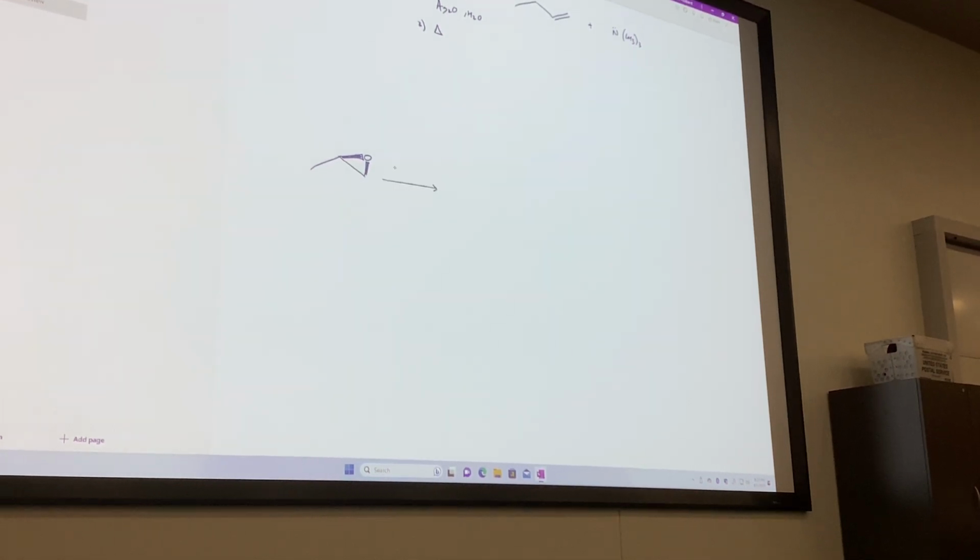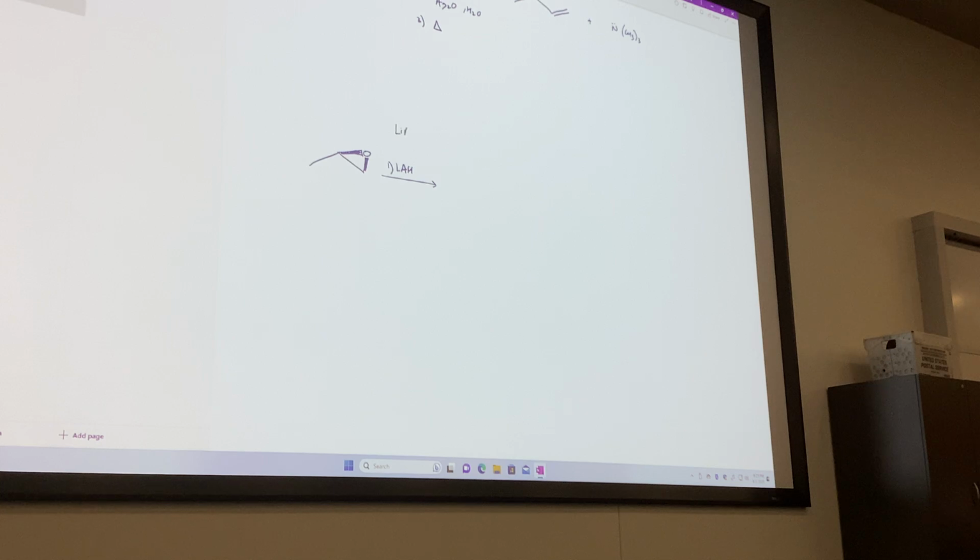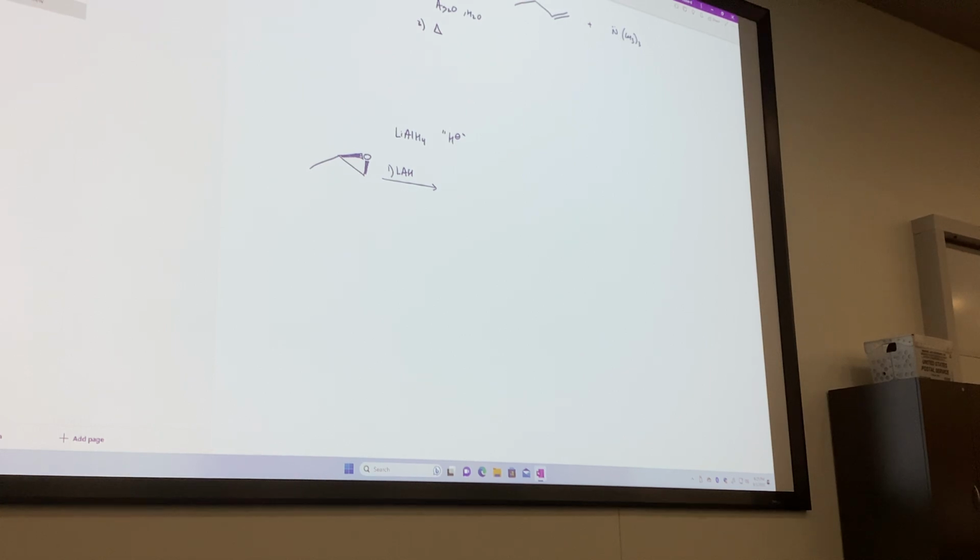Gotcha. So if I said LAH, what's the chemical formula for LAH? It stands for lithium aluminum hydride, LiAlH4, right? And so this is going to effectively generate hydride. So that's our hydrogen nucleophile. First time we've seen it as a nucleophile. And would we consider this acidic or basic in nature?